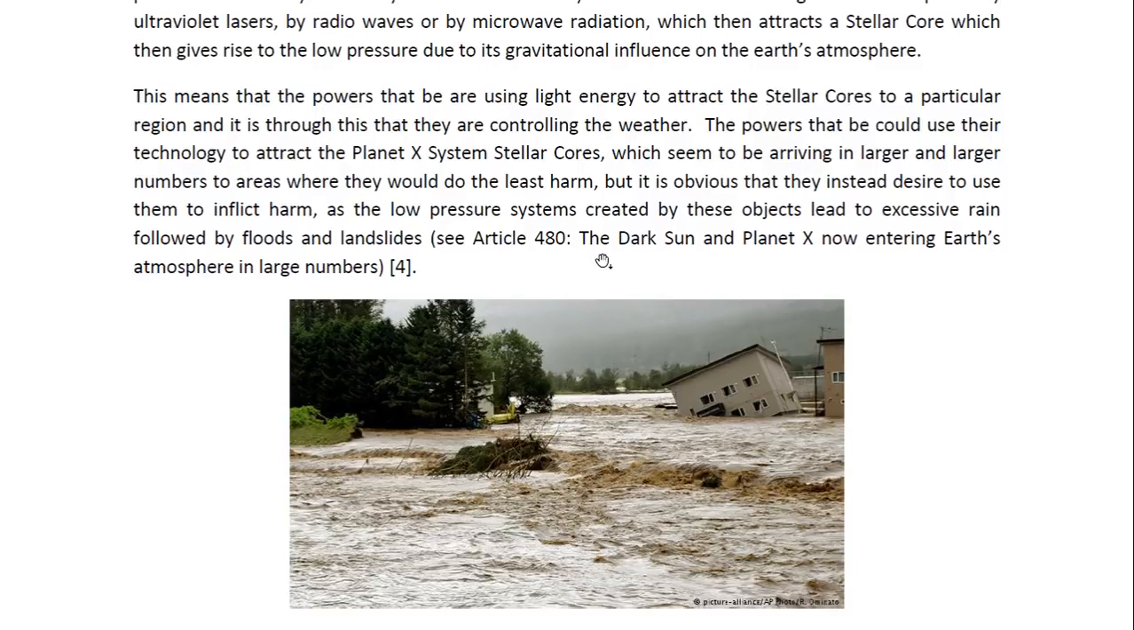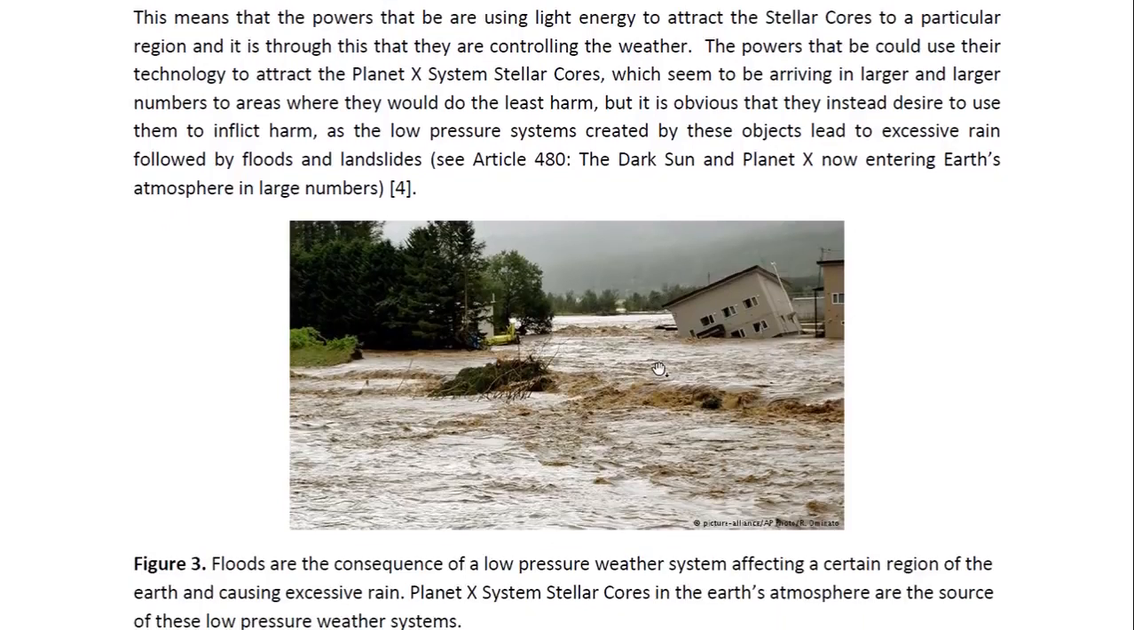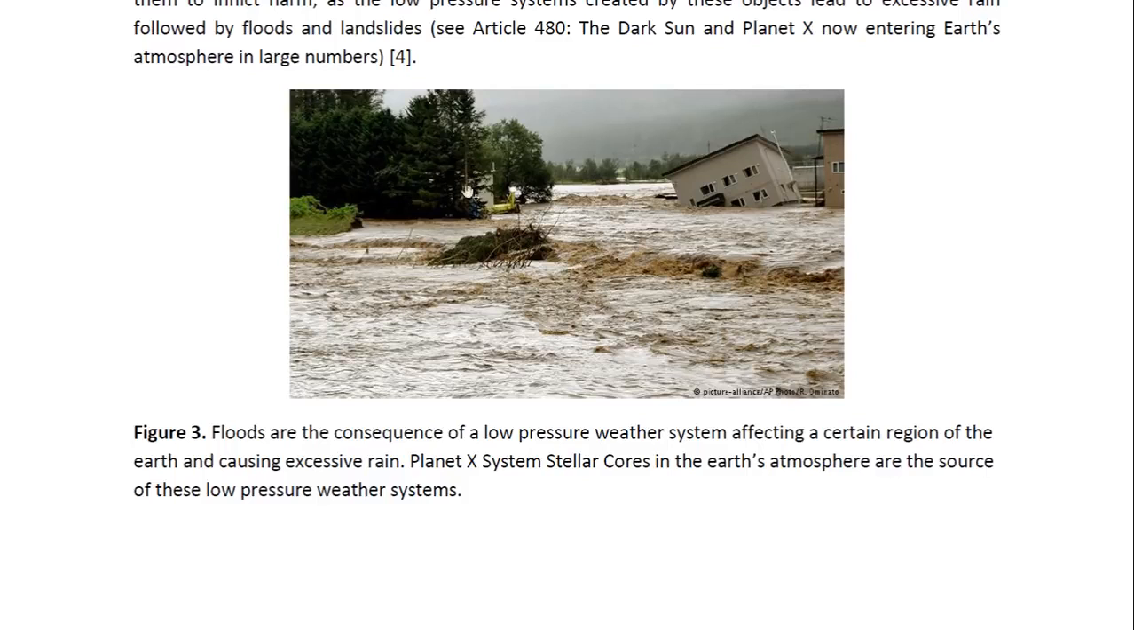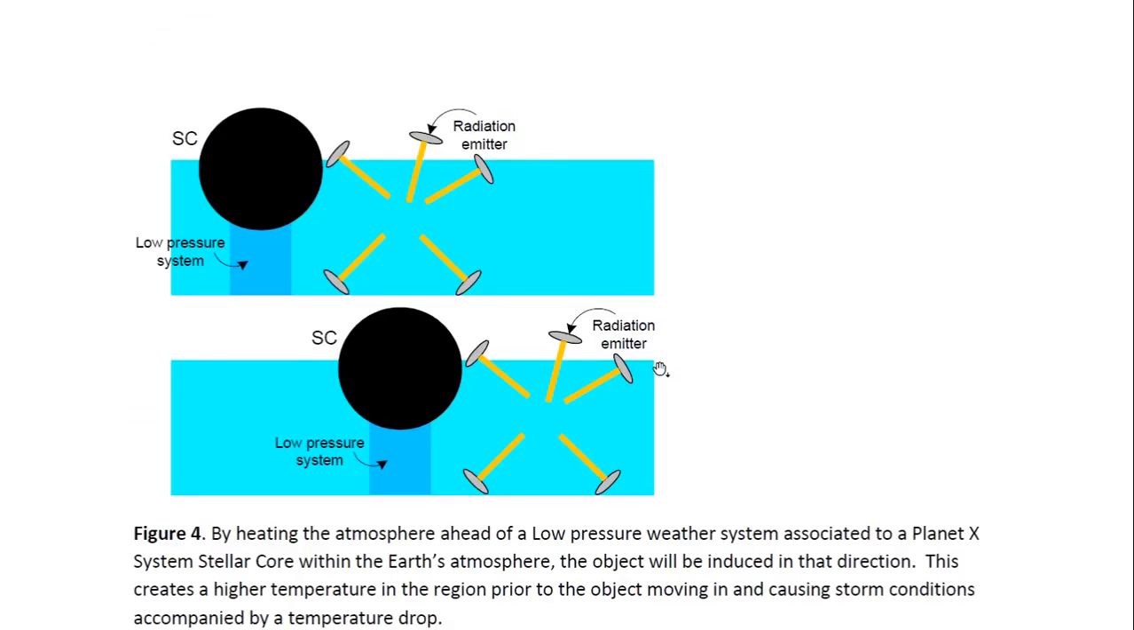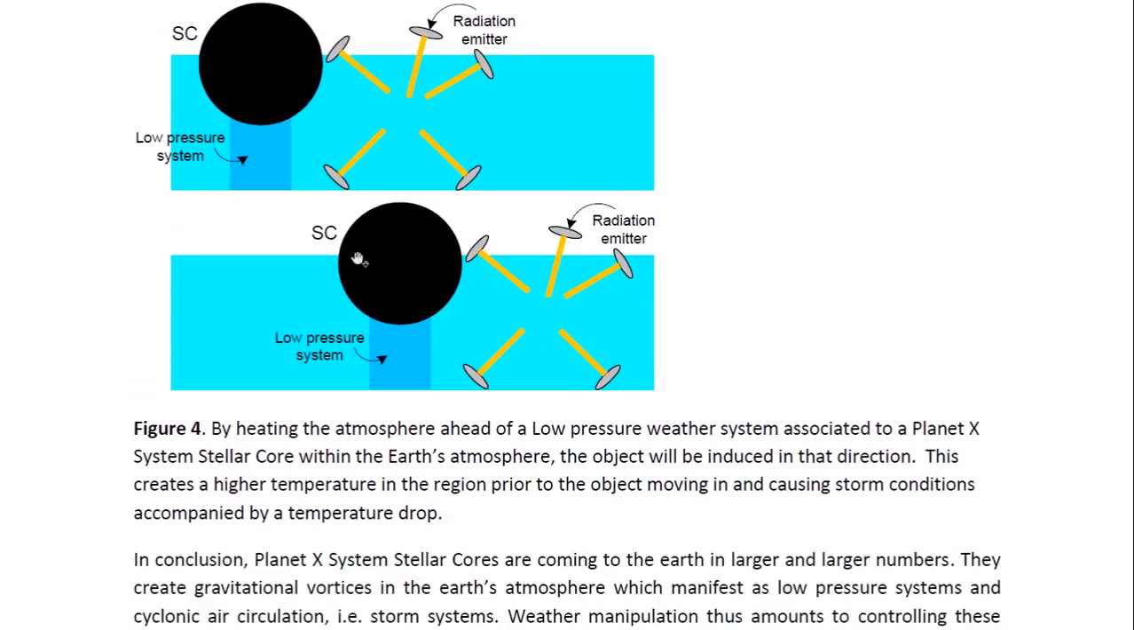And you may look at article 480 entitled "The Dark Sun and Planet X Now Entering Earth's Atmosphere in Large Numbers." And you can see the consequences of these low pressure systems, and that is floods, as you see here. And here I illustrate what actually is occurring.